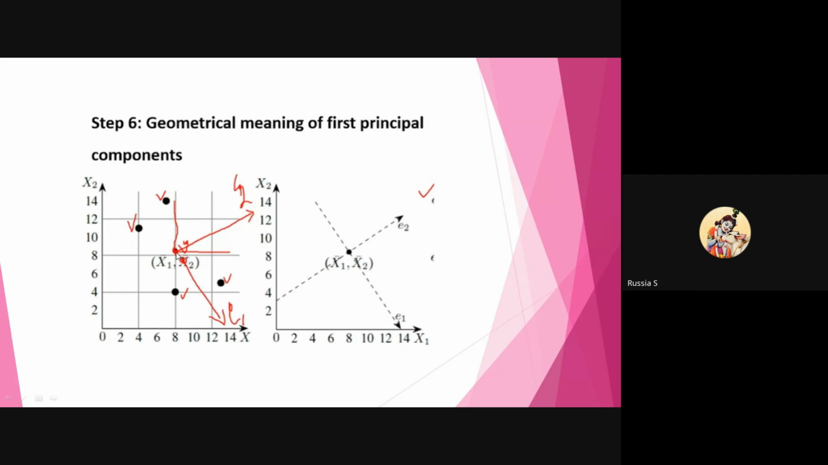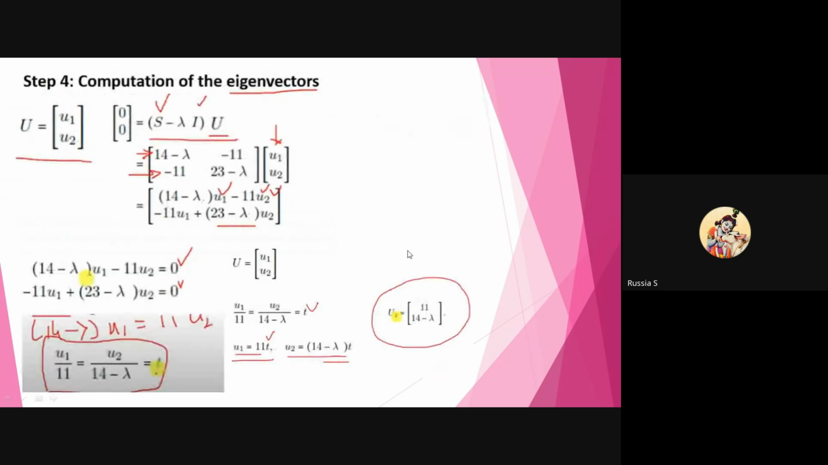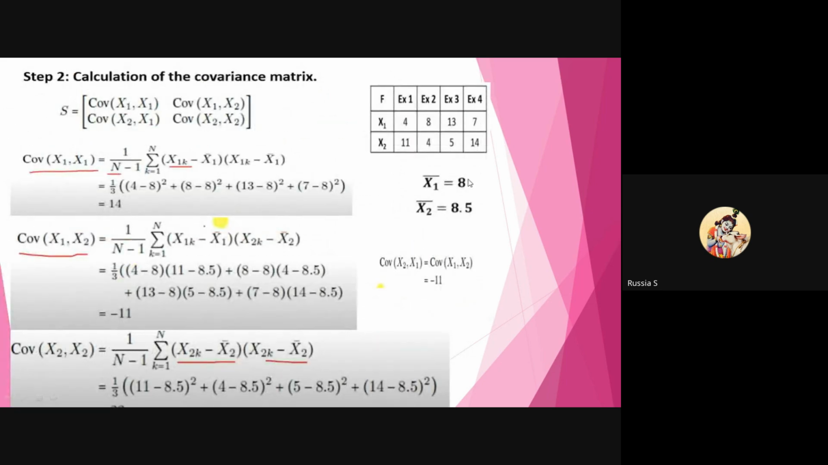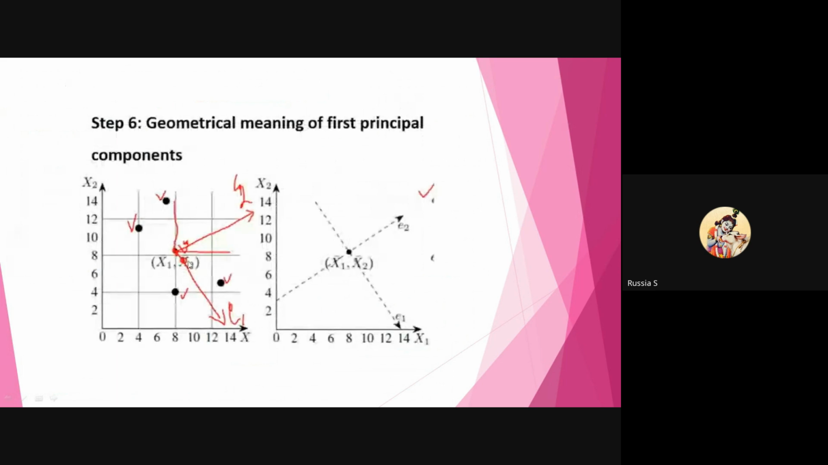This is the mean value, that is x1 bar, y1 bar. Our mean value is 8, 8.5, that is x1 bar and x2 bar. Hereafter we consider this as the origin of the new dimensions. So again we have to start the points from this value only.